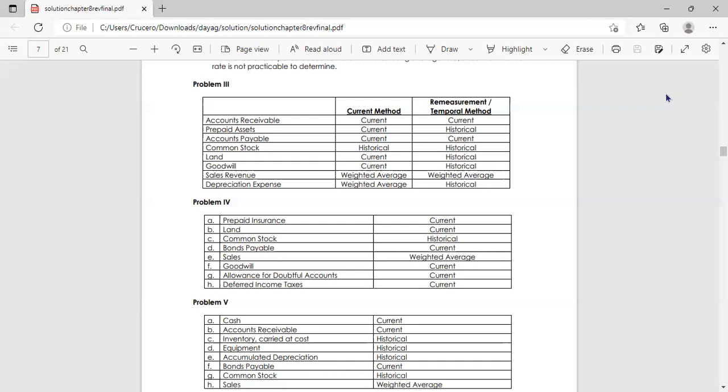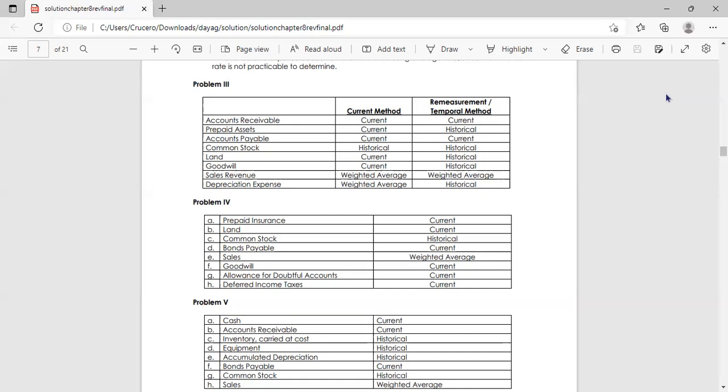Then we go to sales revenue for the first and second methods. We use the average or the weighted average. The same here. And for depreciation, under the current method, expenses will be recorded using the average. Now, your depreciation, we use the historical rate under method number 2. Then we go to problem number 4.